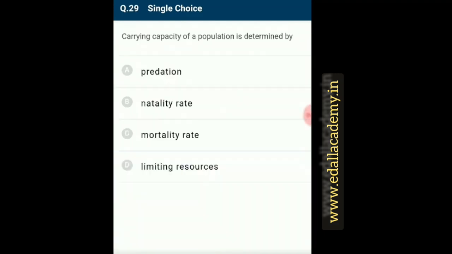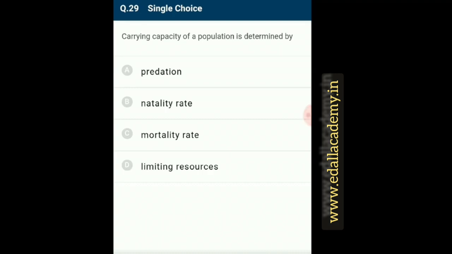Question number 29. Carrying capacity of population is determined by group of organisms belonging to same species in a particular region or habitat is called population. Carrying capacity is the maximum population that can be sustained in a particular area. In other words, the number of organisms that can survive normally in a particular area. The main limiting factor for carrying capacity is the resources available in the area. If the environmental conditions are not met, then the population will keep decreasing until the resources rebound.